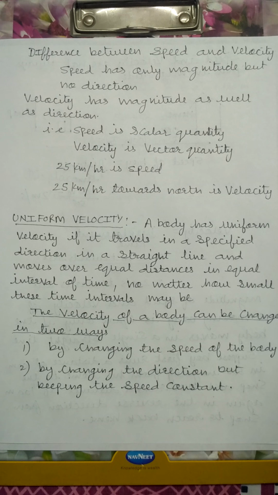Now what is the difference between speed and velocity? Speed has only magnitude but no direction. Velocity has magnitude as well as direction. So we can say speed is a scalar quantity, and a scalar quantity is that quantity that has magnitude only. Velocity is a vector quantity. Vector quantities are those quantities which have magnitude as well as direction.